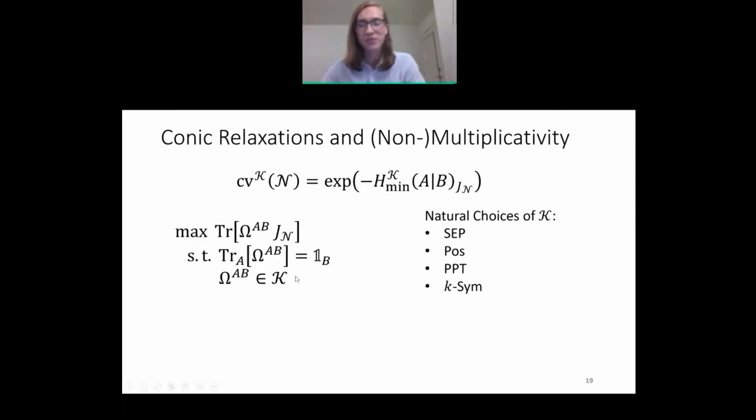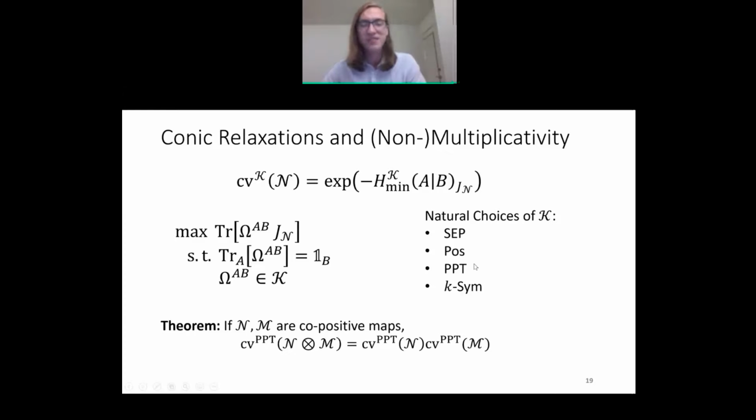And so of course the natural choices of cone would be separable, which would get you CV, positive, which would get you entanglement CV, PPT, which would get you, I mean, not a direct thing, but you can see that it's the SDP relaxation of the original communication value, and then the K-symmetric extension cone, which would be the way to interpolate between separable and PPT.